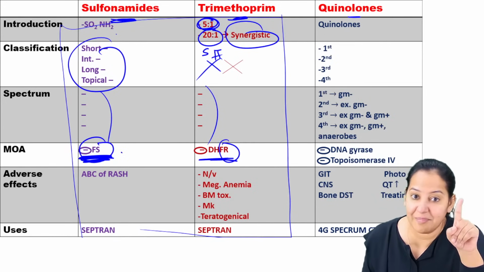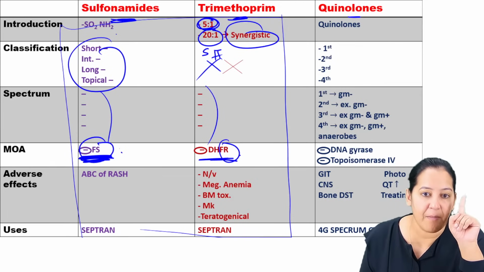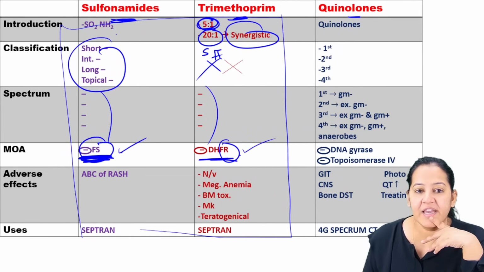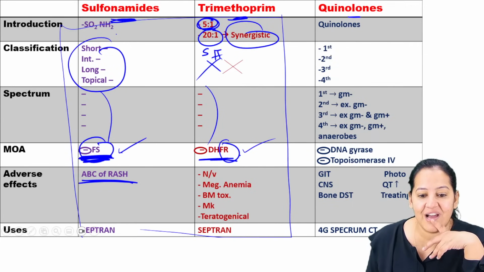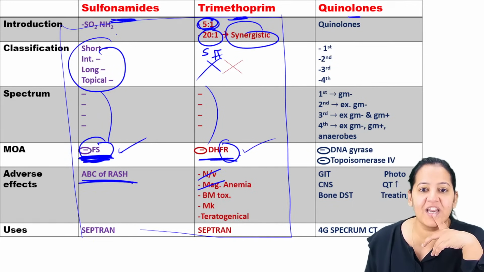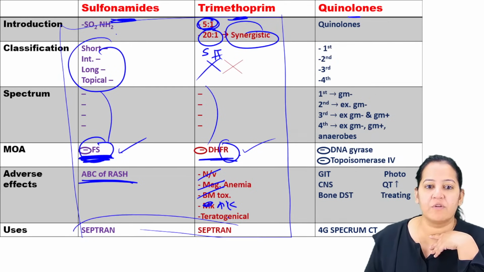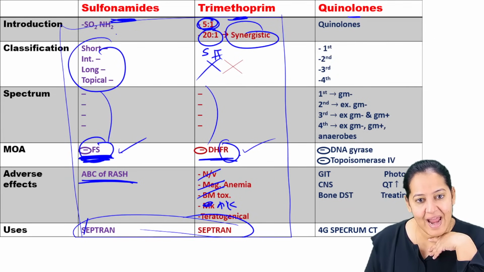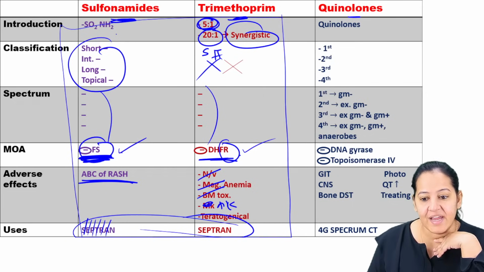This is inhibiting the first step. This is inhibiting the second step. You know, PABA to DHFA and here DHFA to THFA. You know the first and second step. Here the adverse effect is ABC of rash. I guess you know the full form. Here the adverse effects are nausea, vomiting, megaloblastic anemia, bone marrow toxicity, increased calcium and teratogenicity. You can make some mnemonic, I don't have it. The uses of both of them is Septron: STD, arthritis, Pneumocystis jirovecii, typhoid, RTI, respiratory tract infection, UTI and Nocardia.